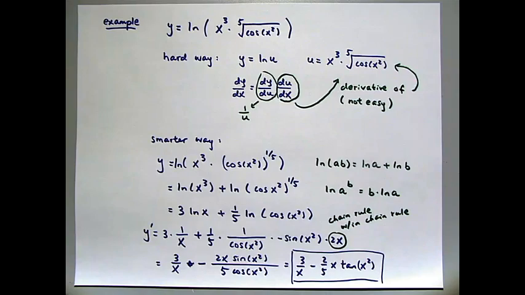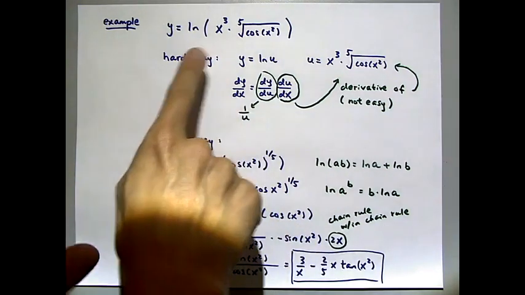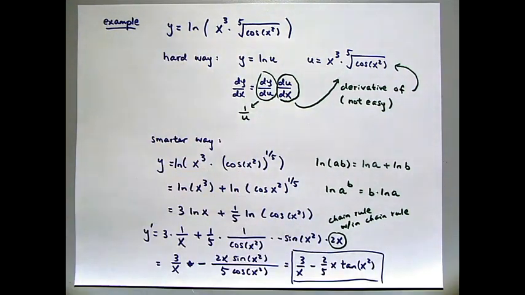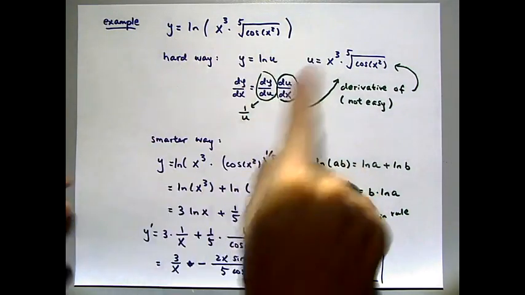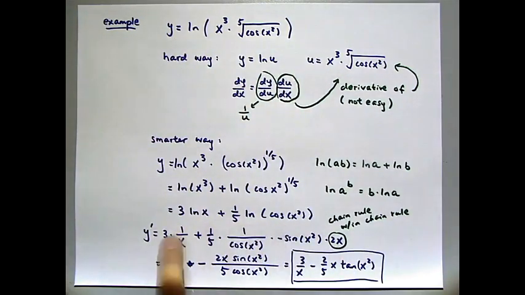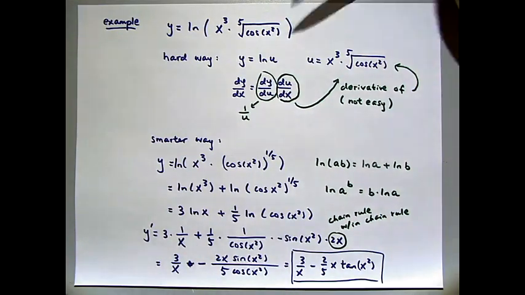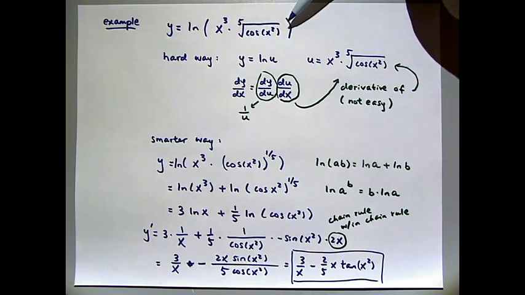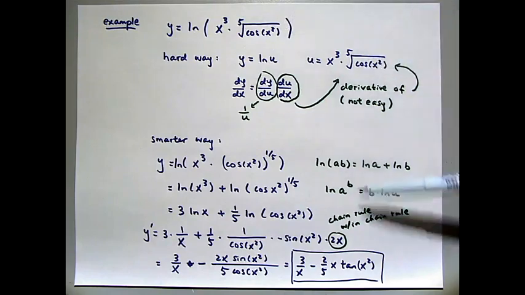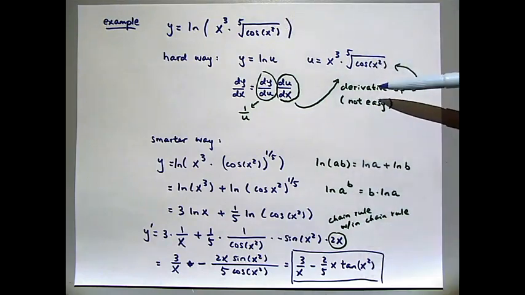Okay, so the idea here is you always want to simplify a complicated log expression. Log of big nasty thing, break it into smaller, easier to handle pieces. That's always better than dealing with log of a complicated thing. This is hard. This is much easier than that.